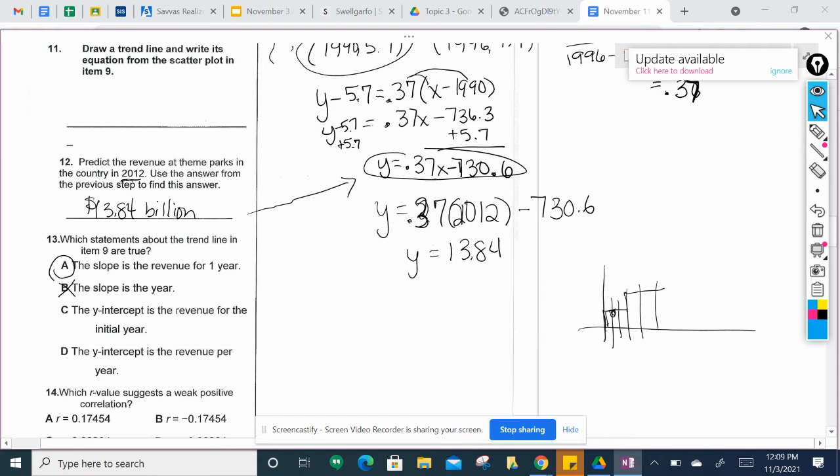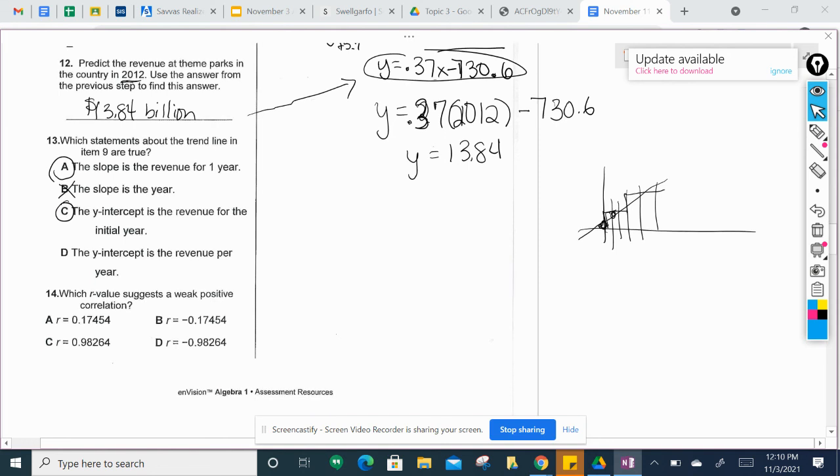Then the y-intercept says it's the revenue for the initial year. That would make sense, at least the initial year that we're keeping track. It is not the revenue per year, since that's what we already talked about up above. So I think A and C would be our answers.